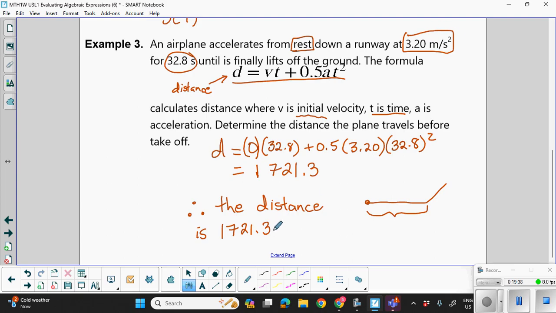They used meters. So what you're going to be doing is some practicing of these skills. And I will see you tomorrow.